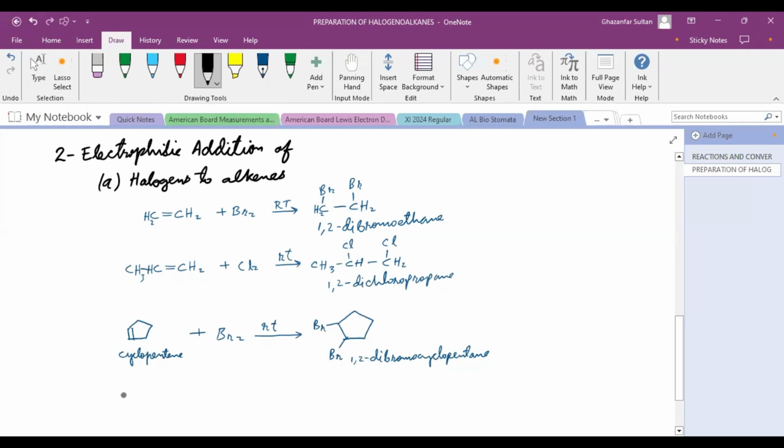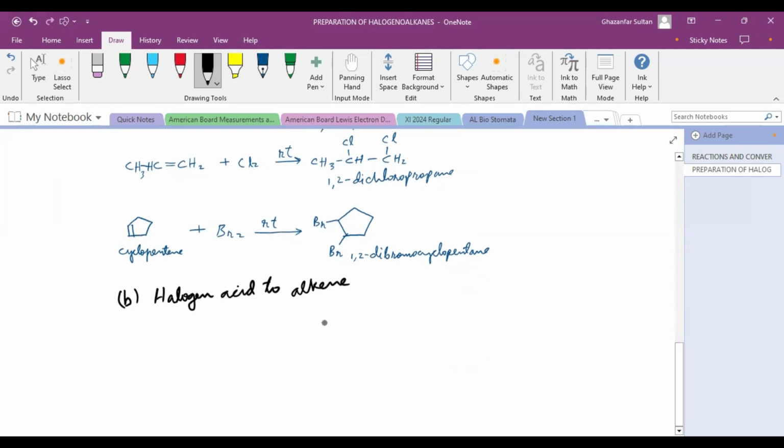But when you carry out this reaction with halogen acids and alkenes, then you will obtain monohalide products or monohalogen alkanes. So you can see one of the examples is that you have already seen that CH2CH2, ethene, reacts with HBr and it produces bromoethane.